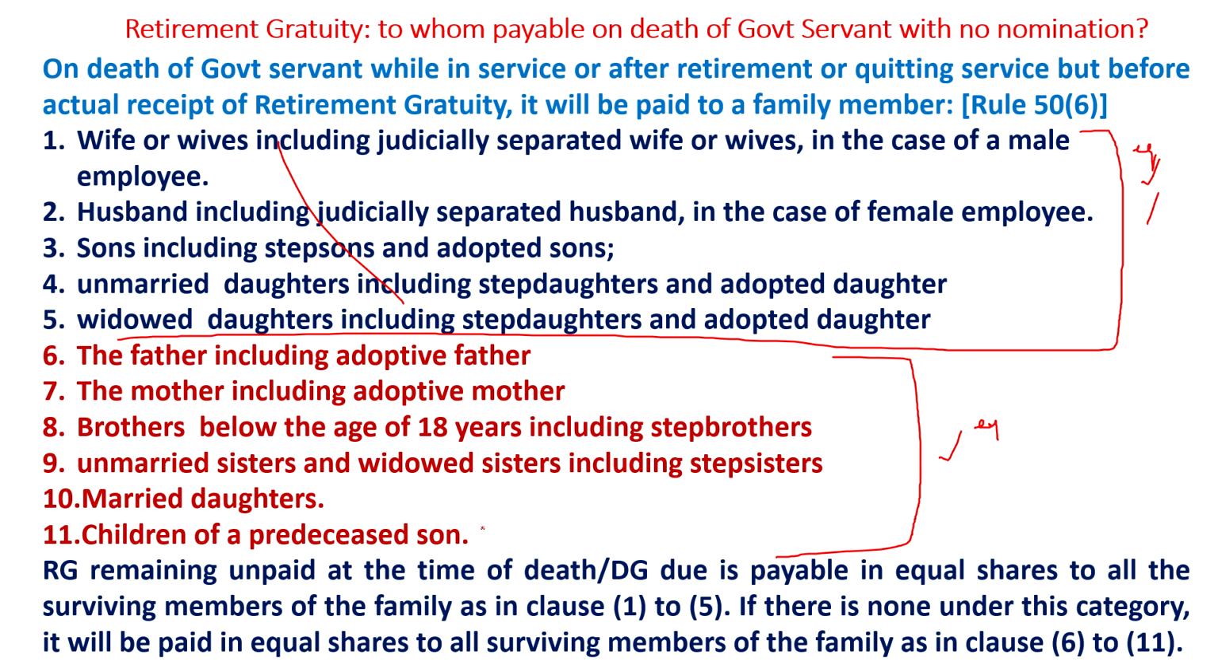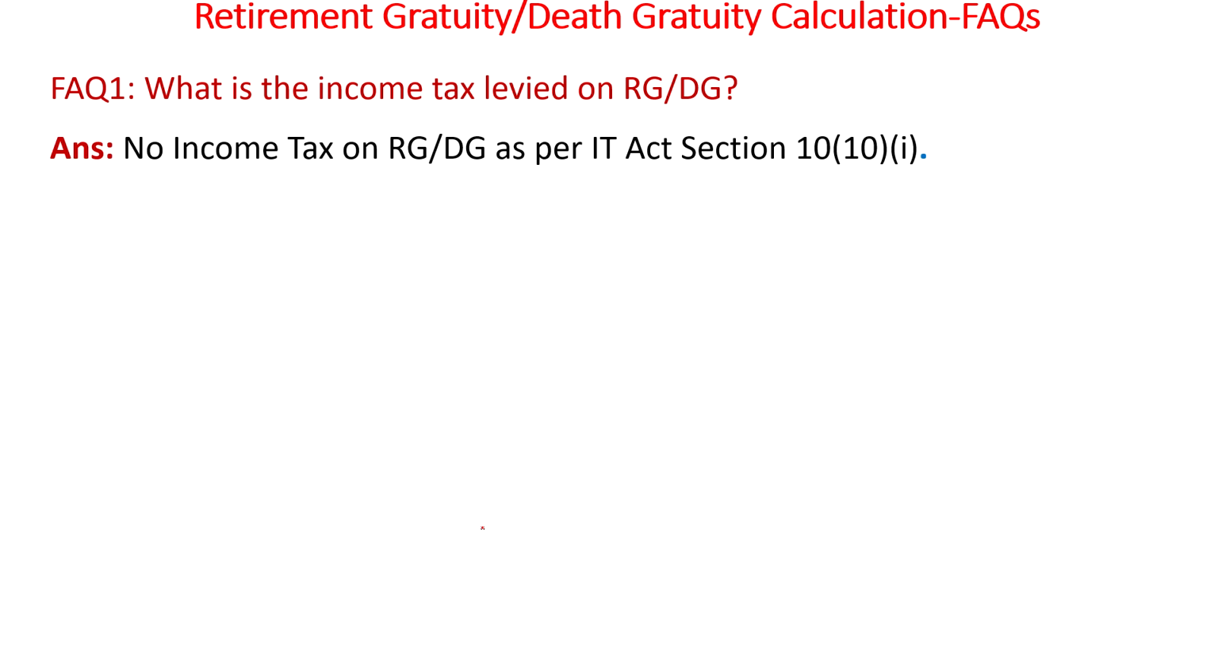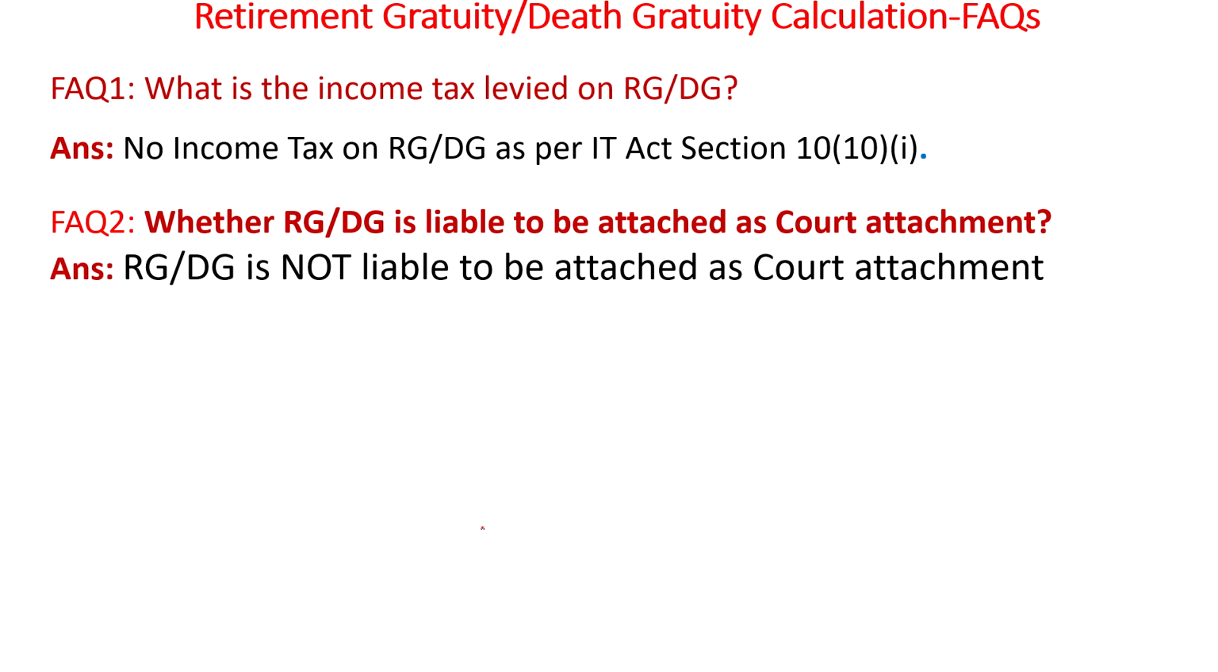Okay. Then retirement gratuity, death gratuity calculation, we will see some FAQs. What is the income tax levied on retirement gratuity or death gratuity? No income tax on retirement gratuity or death gratuity as per IT section 10(10)(i). Whether RG or DG is liable to be attached as a court attachment? No, it is not. Retirement gratuity or death gratuity is not liable to be attached as court attachment.